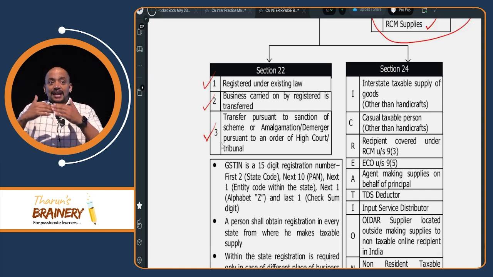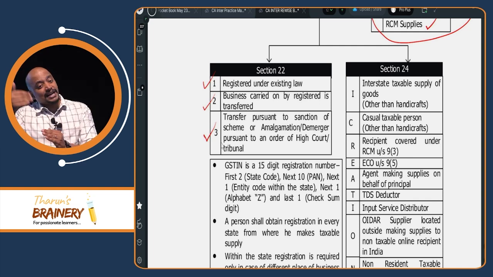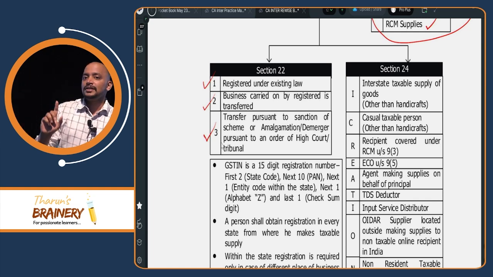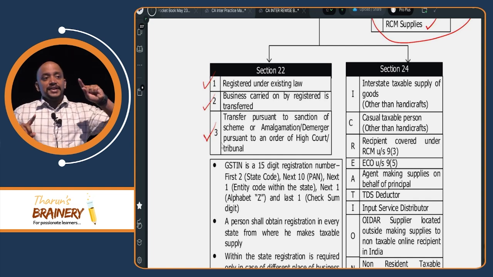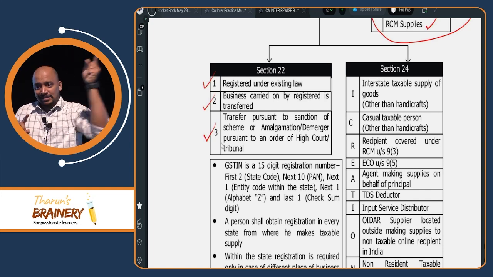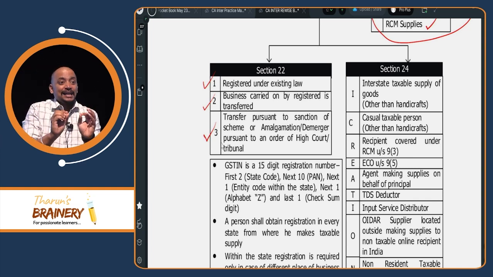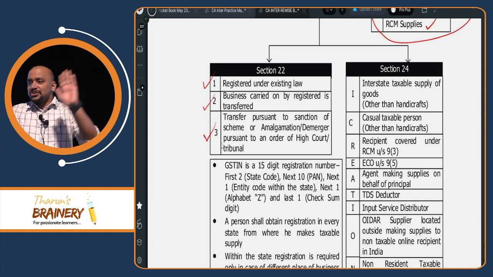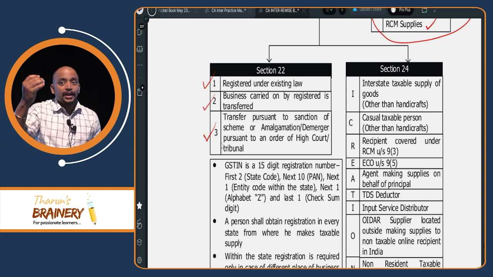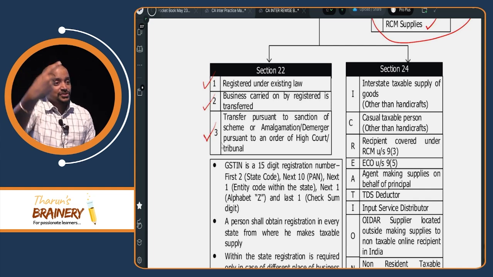But if their aggregate turnover falls below threshold limit, they can make an application for cancellation of registration. Understood? So in these three cases, concentrate. Registered under earlier law should be registered under GST. Transfer of business, transferee should register. Amalgamation or merger, the amalgamated or resultant company should register. But after getting registration, if their turnover falls below threshold limit, they can make an application for cancellation of registration.